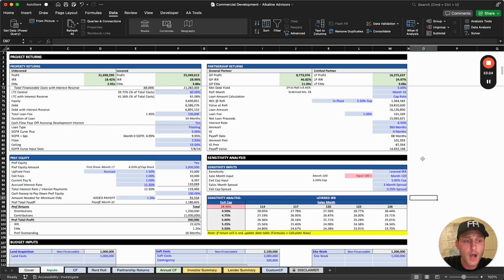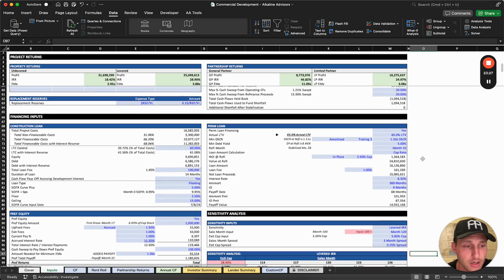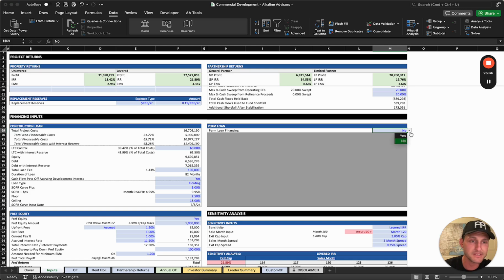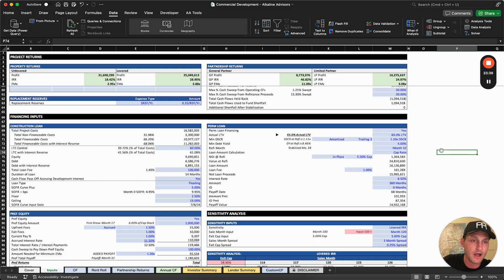So now moving up to the perm loan section, maybe you don't have a perm loan, maybe you do, right? Maybe you're a merchant builder, you're building and selling, great. What you can do is toggle this to no. But say you toggle this to yes and you want to refi, we have some pretty cool functionality in here.